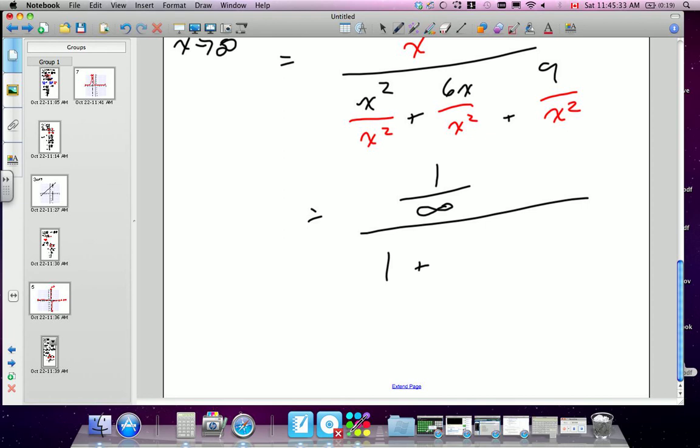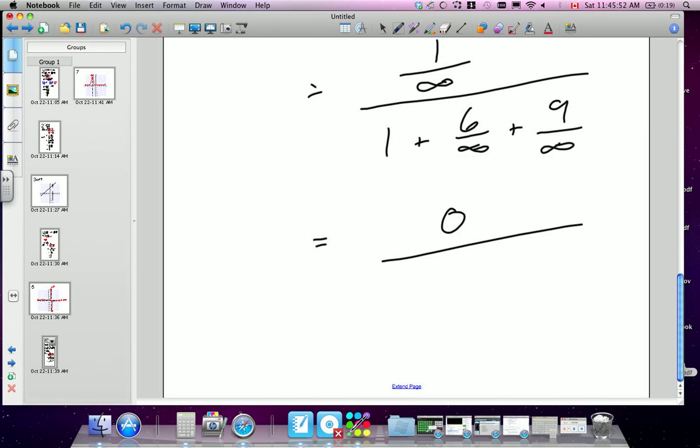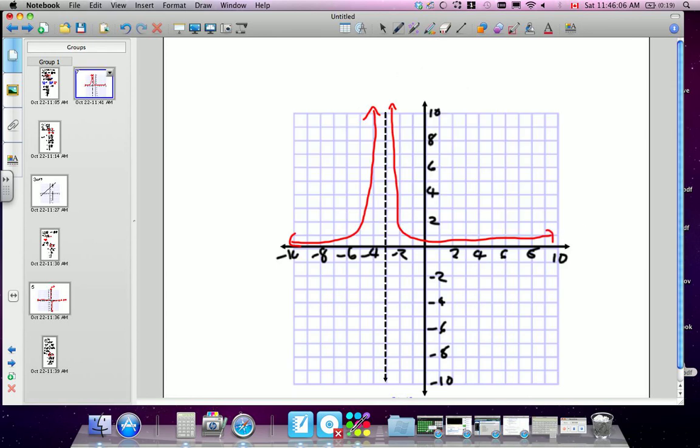This is going to just end up as 1 divided by infinity on top, over x squared divided by x squared, which is 1. Okay. I can cancel out an x, so I'll end up with 6 over x. And what is that x just going to become? Infinity. Yeah, so it becomes 6 over infinity. And this becomes 9 over infinity. So whenever we're dividing by infinity, what number do we end up with? 0. So 0 divided by 1 plus 0. What do I get? 0 over 1, which is equal to 0.